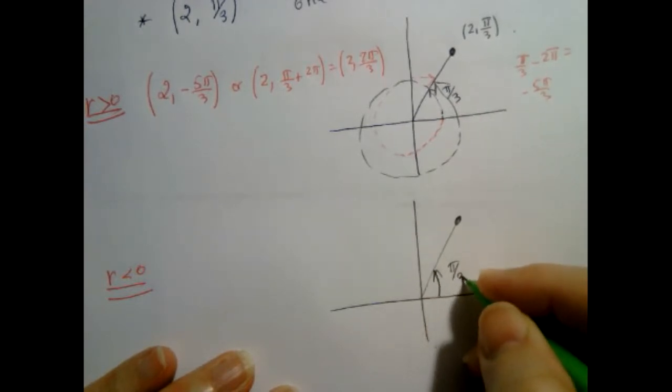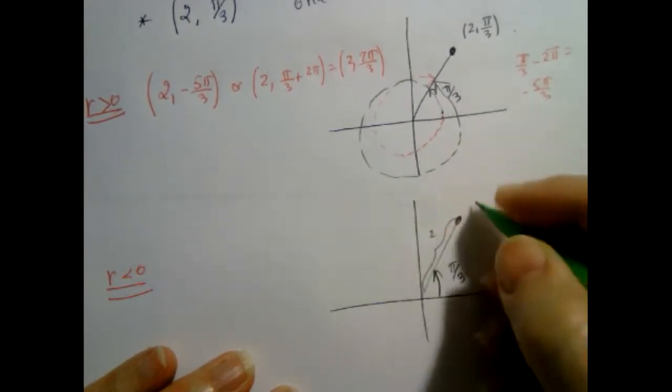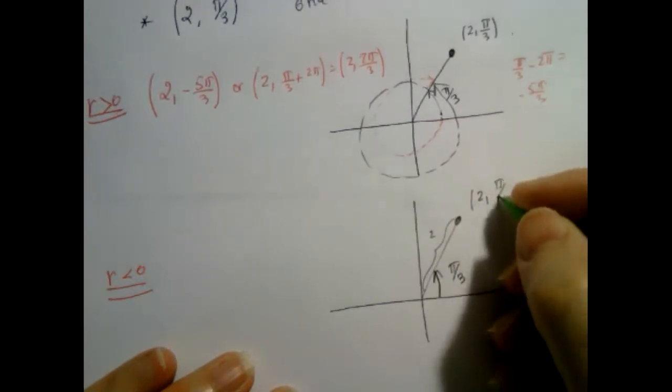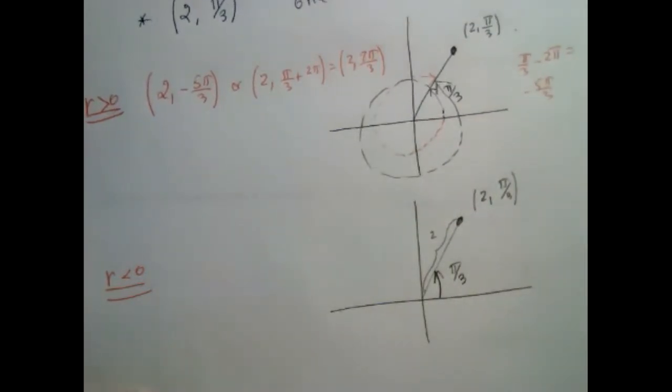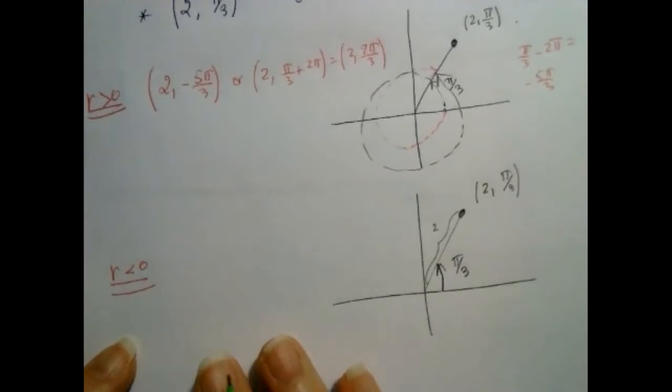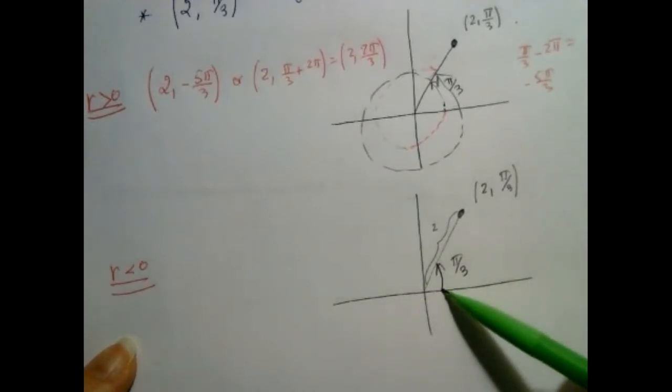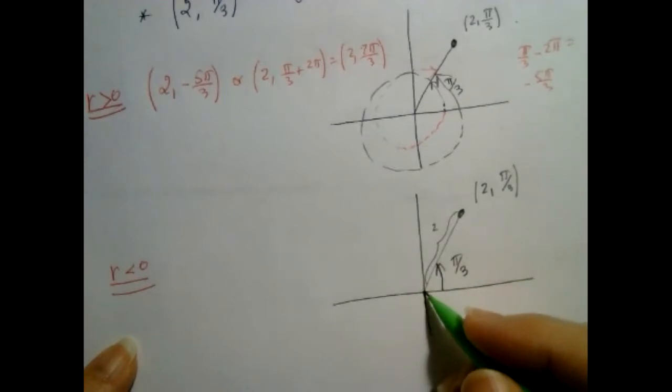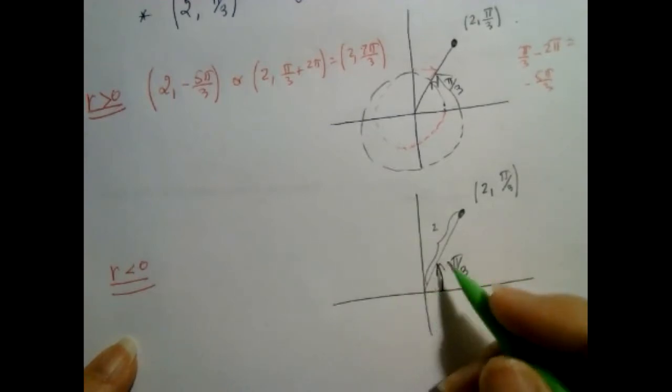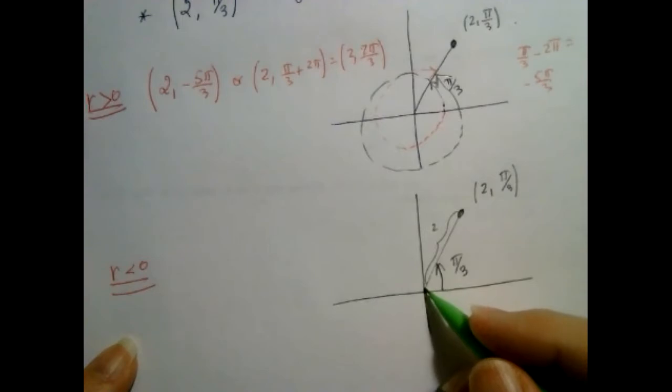That's the pi over 3. From here to here is the 2. And this is 2 pi over 3. I want another representation where the r is negative. Anybody? -2, 4 pi over 3. Okay, you have to tell me where you got the 4 pi over 3. Well, I just thought on the unit circle, isn't 4 pi over 3 the reverse of pi over 3, like on the other side? So once you go that side, you have to go all the way back for reverse for -2.